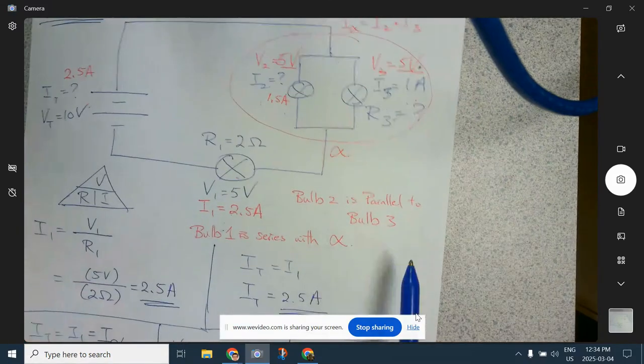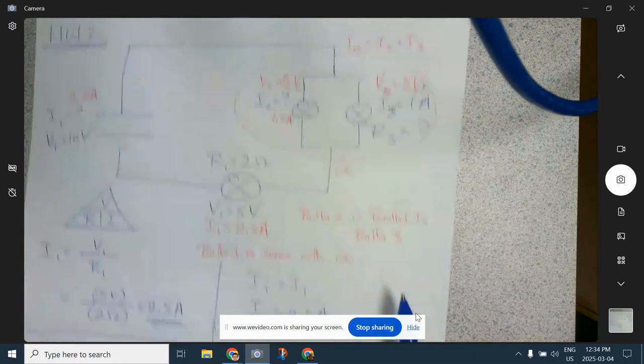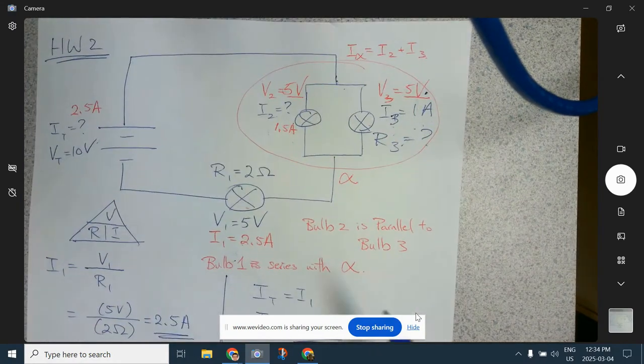So I hope this makes sense to you. This is considered a tricky type because it's a combination circuit.